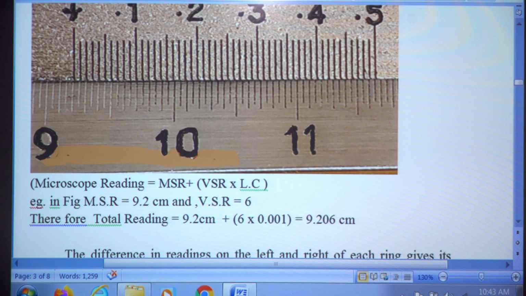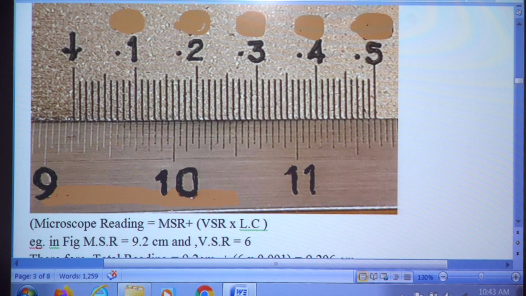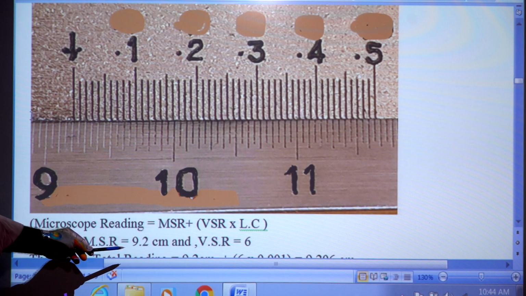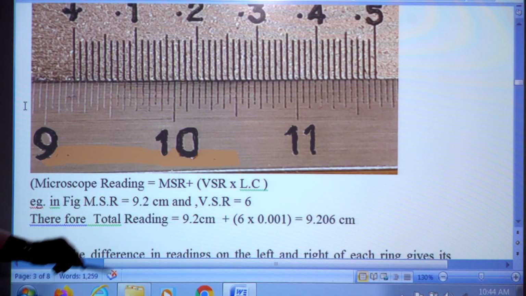Now for a sample, in this particular case you can see the 0 of the vernier is not coinciding with a main scale division. This is the 9th one, and then 9.05, 9.1, 9.15, 9.2. The 0 is just after the reading 9.2. So the MSR reading is 9.2.